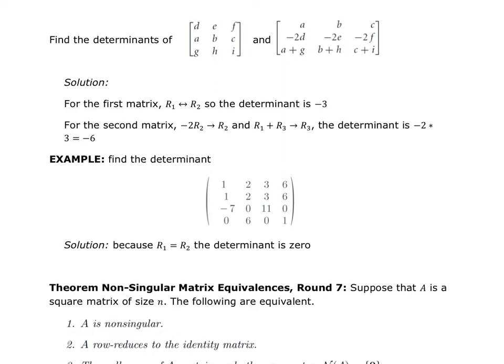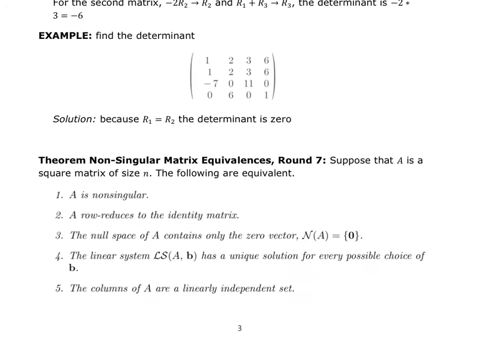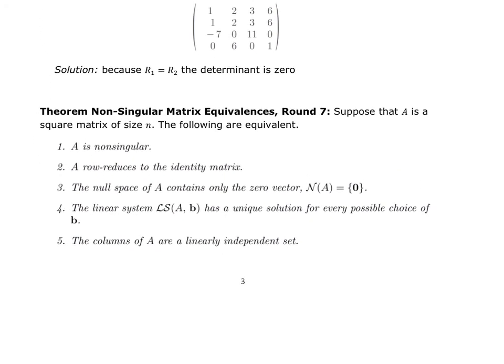From all of these theorems, we end up with a new round of non-singular matrix equivalents. We know A is non-singular, and these are all equivalent. A row reduces to the identity matrix, which we knew. The null space of A contains only the 0 vector, which we knew. The linear system has a unique solution. We knew that too. The columns of A are linearly independent. Still nothing new.